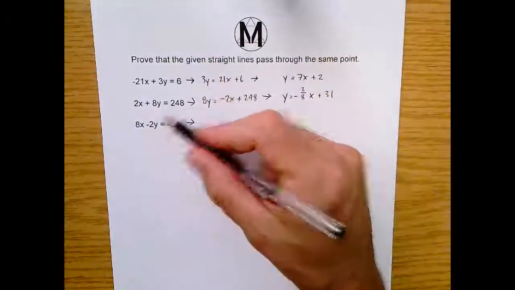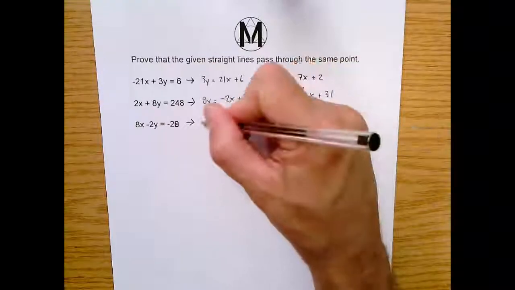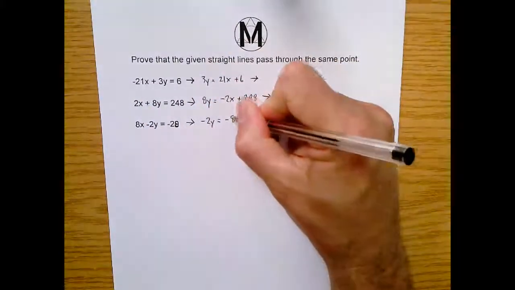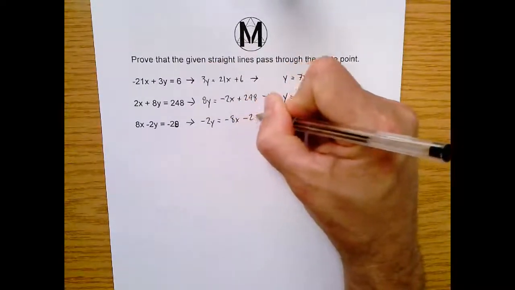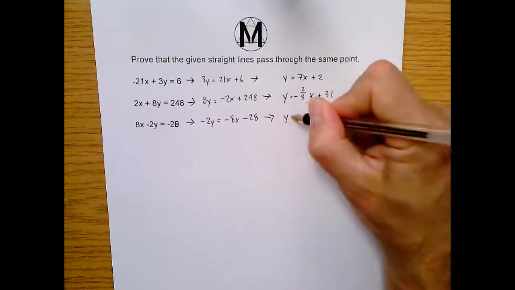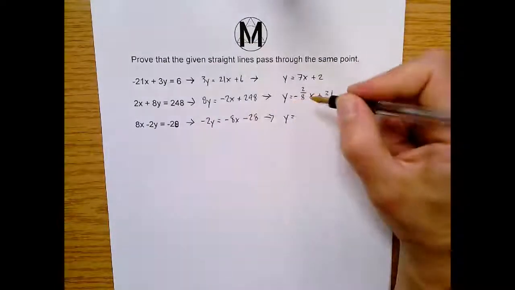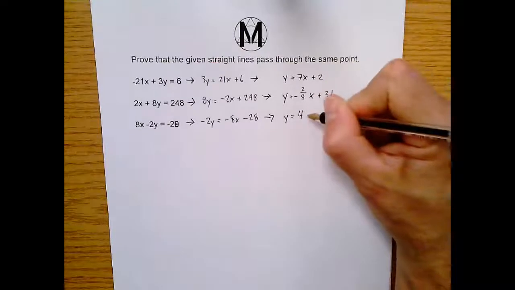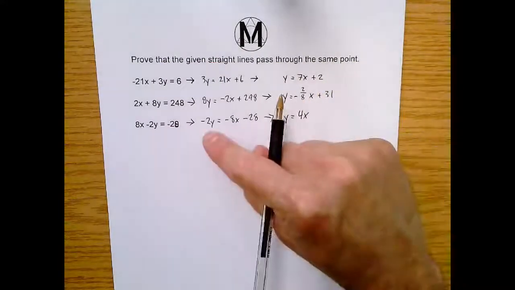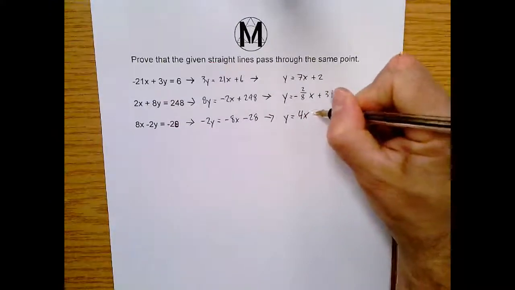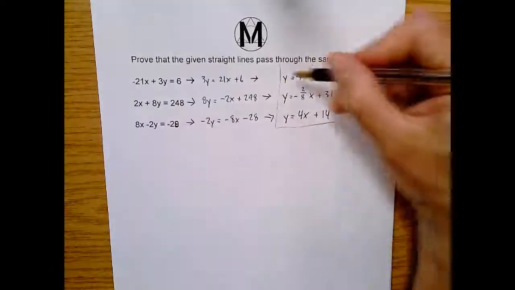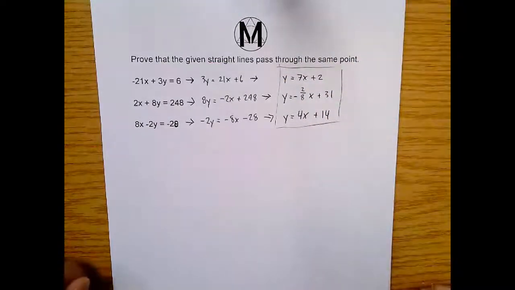Let's see here. So we have negative 2y is, we subtract 8x from both sides, minus 8x minus 28. Next step, divide everything by negative 2. Y is negative 8 divided by negative 2, which is 4, and negative 28 divided by negative 2 is positive 14. Okay, so that's a good first step. We put everything into slope-intercept form, and that should make our life pretty easy.